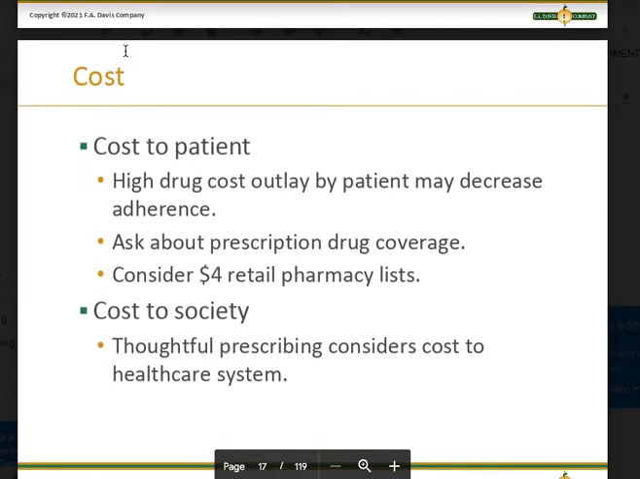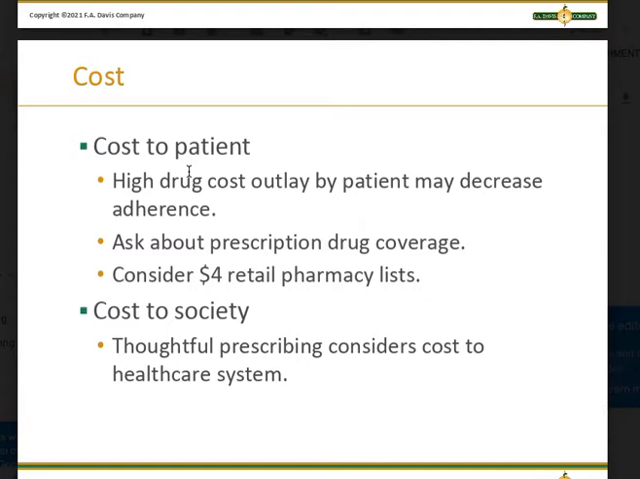Cost to the patient. Cost and side effects are probably the two biggest determining factors if a patient is going to take their medication. The effect, unless it is a disease state that will kill them soon, or it is incredibly uncomfortable, cost and side effects are going to influence that the most.